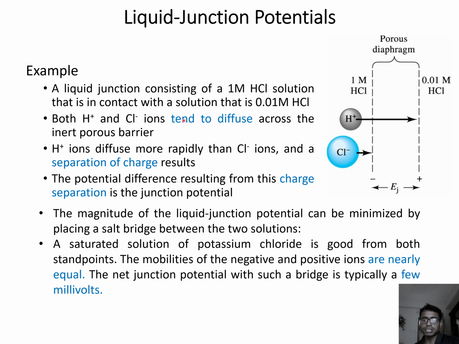Actually, liquid junction potential arises due to the concentration difference. It can also be due to the ion difference. There, a small potential is generated, a few millivolts. But these few millivolts can also have an impact on the overall EMF.